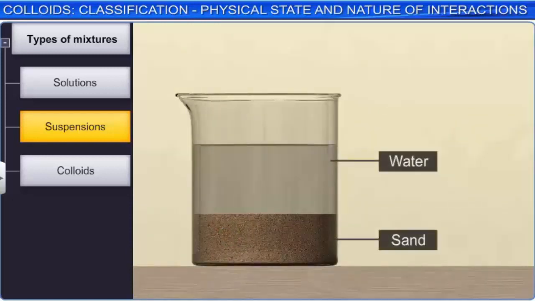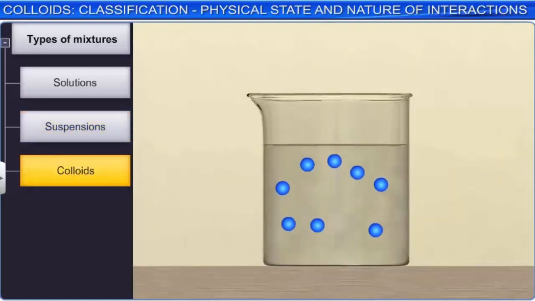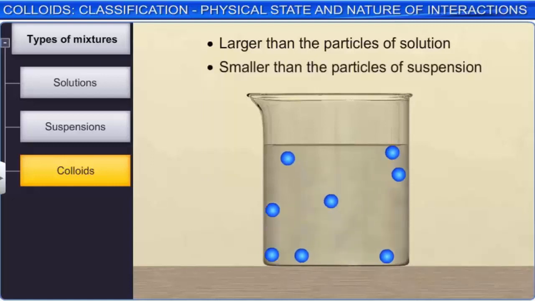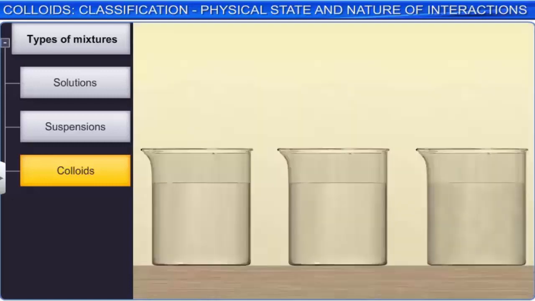Colloids are mixtures whose particles are larger than the particles of a solution, but smaller than the particles of a suspension. The suspended particles in a colloid are small enough that they do not settle down due to gravity. Thus, colloids represent an important and a large group of systems intermediate between solutions and suspensions.